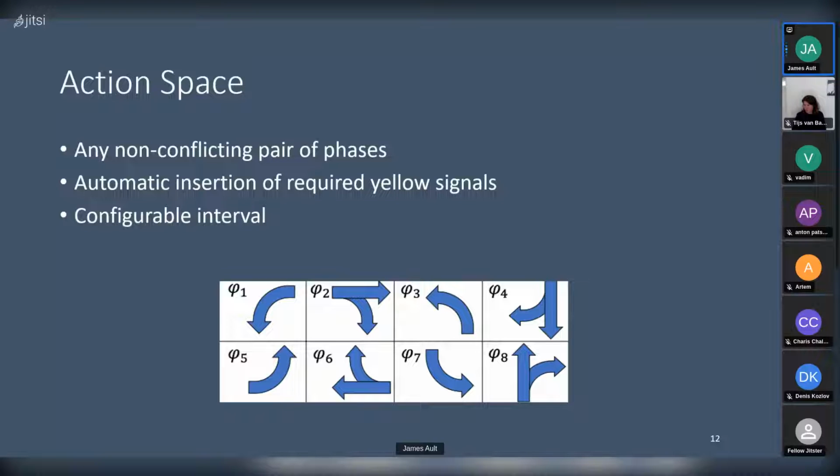In this case, the actions are just to choose a green signal, a pair of phases which don't conflict. RESCO handles this automatically and inserts the yellows when they're required. By default, a chosen pair of phases is active for 10 seconds, with 3 seconds reserved for yellow phases. This setting, however, is configurable to the safety requirements for each signal.